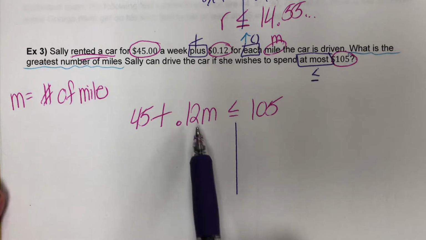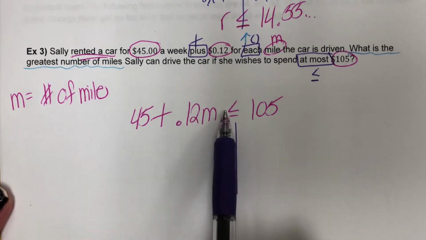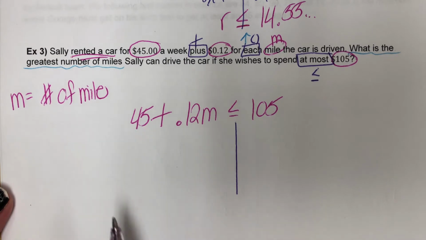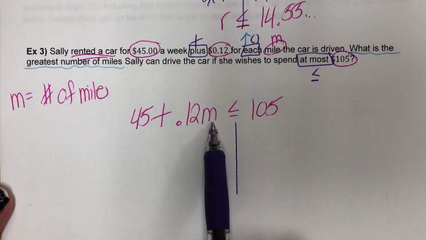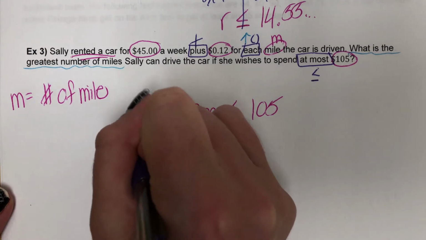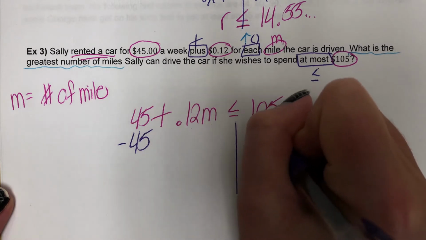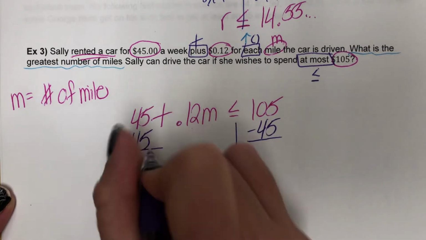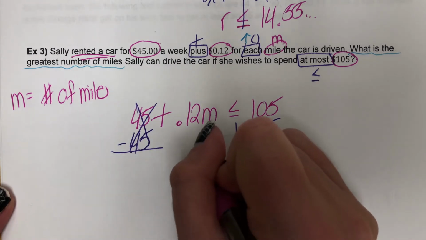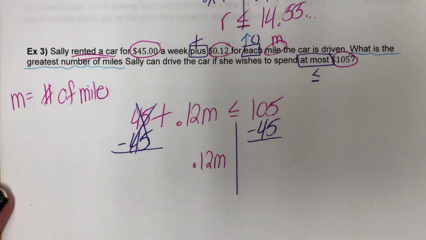Here we go. M is on the left-hand side. So am I gonna move 45 or the 0.12 first? I'm gonna move the 45 because these guys are besties. It's gonna be hard to break them up. We do that at the end. So what's the opposite of a positive 45? A negative 45. I'm gonna subtract it on both sides using that inverse operation. These cancel. All I have left is 0.12 M on the left. 105 minus 45 is 60 on the right.